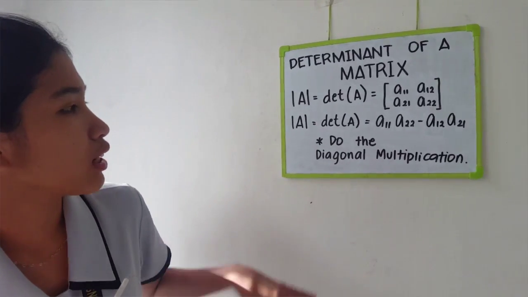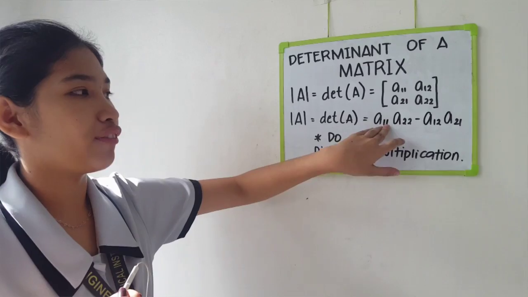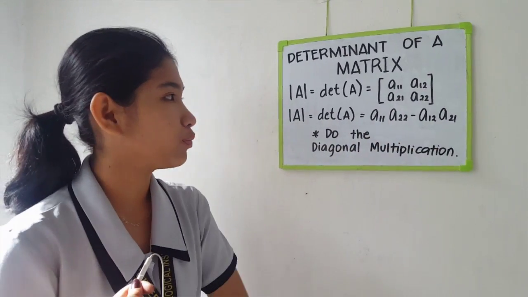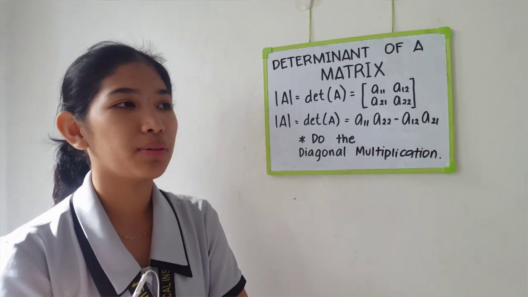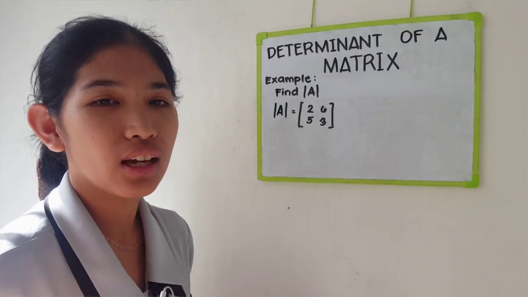Determinant of a matrix. Here's the formula in getting the determinant of a matrix: A11 times A22 minus A12 times A21. For us to get the determinant of the matrix, we should do the diagonal multiplication.